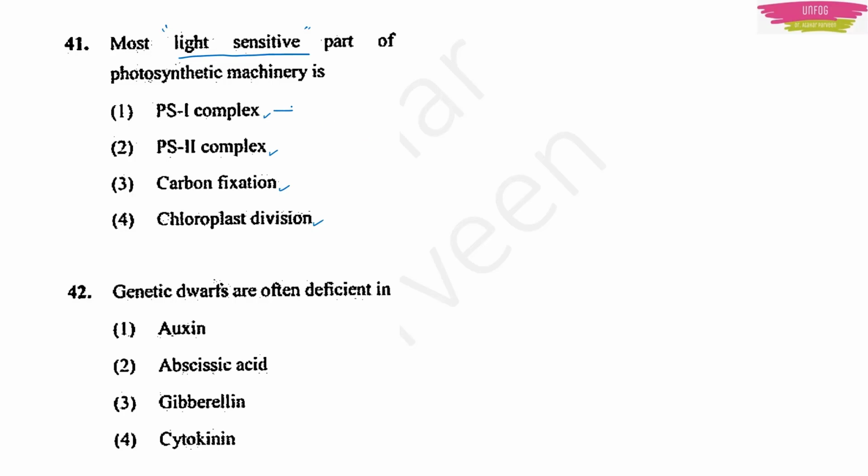The first, PS1 complex, gets activated in the presence of 700 nanometers wavelength of light. And the PS2 complex gets activated in the presence of 680 nanometers wavelength of light. Carbon fixation, if you remember, is a very important step in the Calvin cycle. It is also known as the light independent process or the dark reaction. Now from this name itself you can conclude that carbon fixation does not require light for its working. So let's consider it as 0.